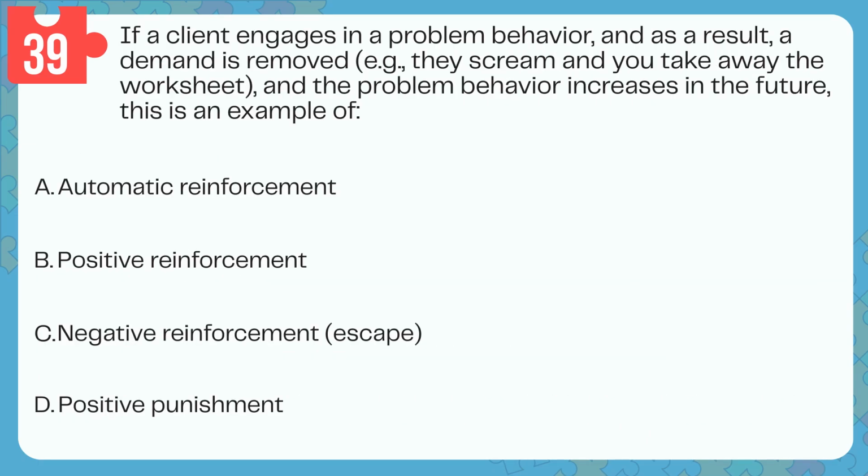Question 39. If a client engages in a problem behavior and as a result, a demand is removed, example, they scream and you take away the worksheet, and the problem behavior increases in the future, this is an example of A. Automatic reinforcement, B. Positive reinforcement, C. Negative reinforcement, escape, D. Positive punishment.